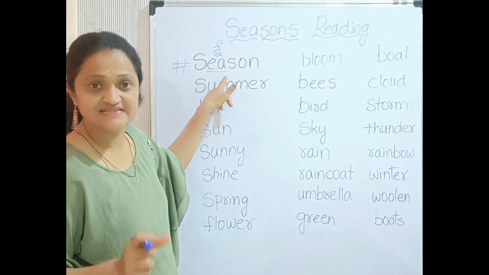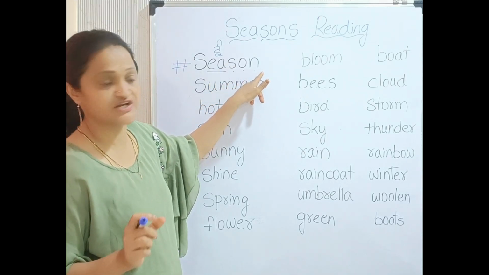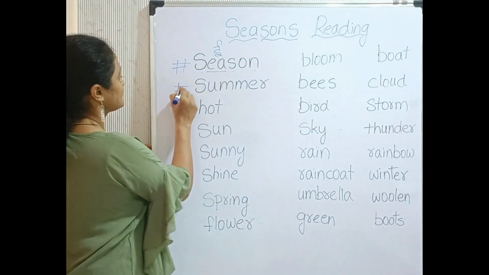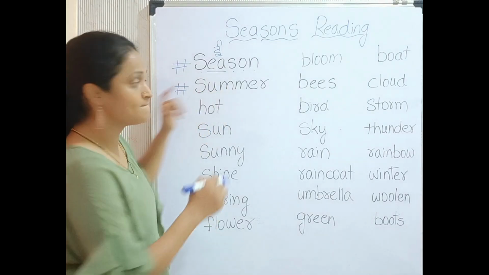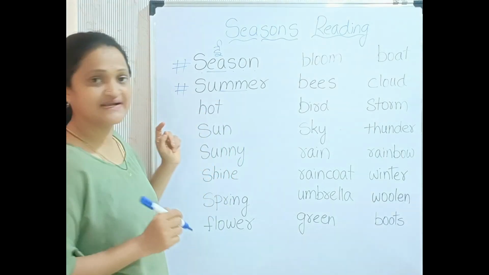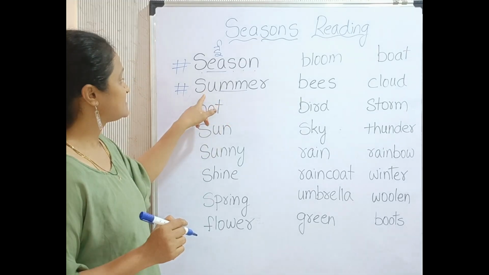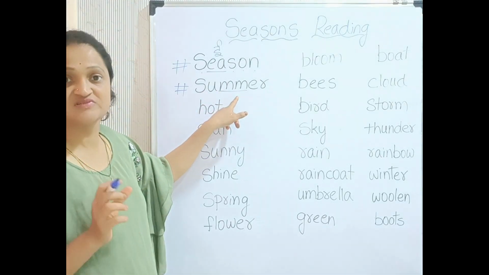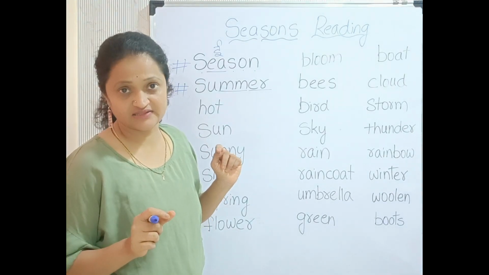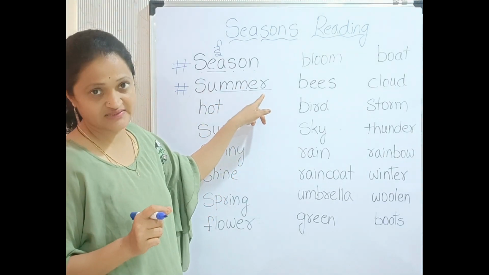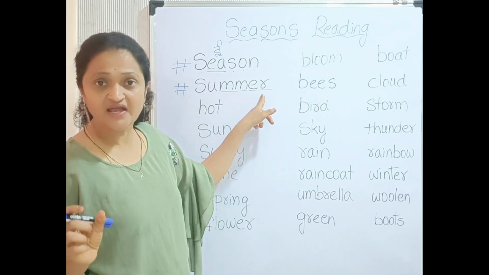S-E. C-S-O-N. Season. Next word. S-U-M. The same two letters make a single sound, that is M. Some. E-R. Sound is R. Some. R. Summer. So, summer is very hot.